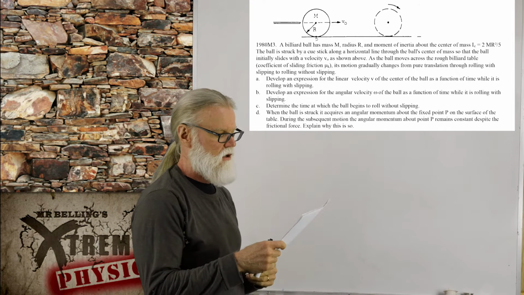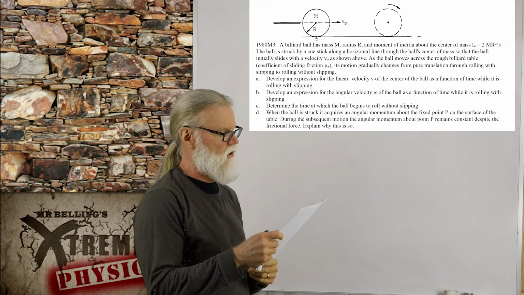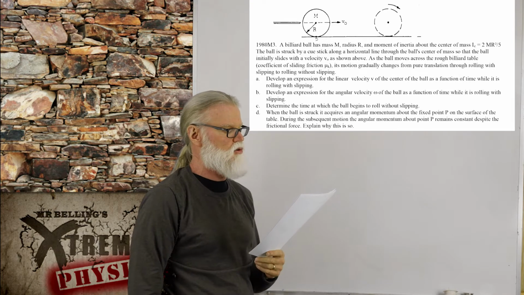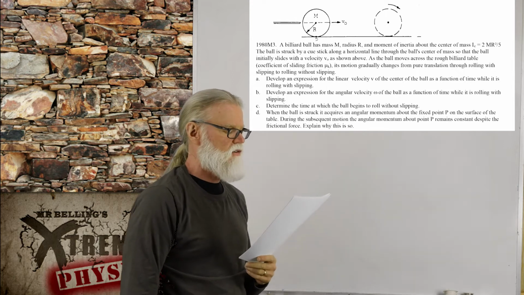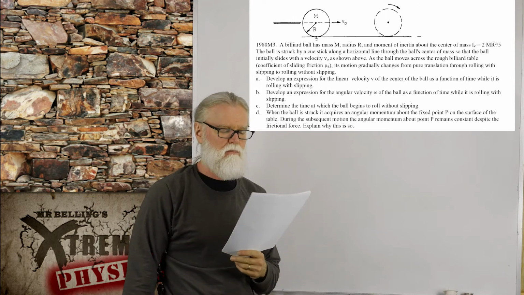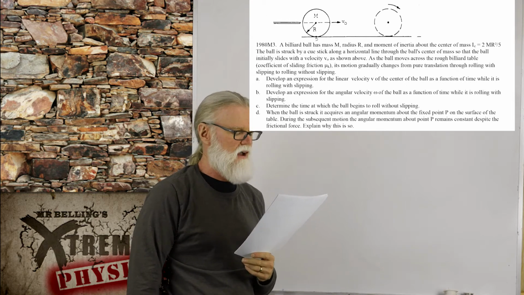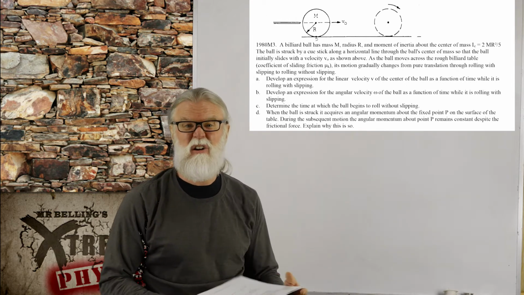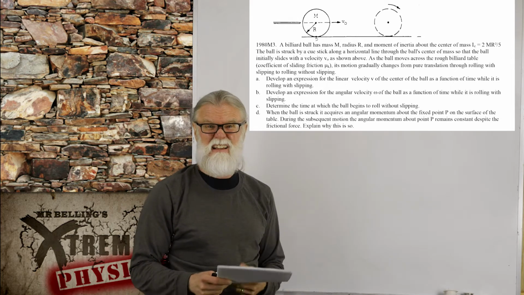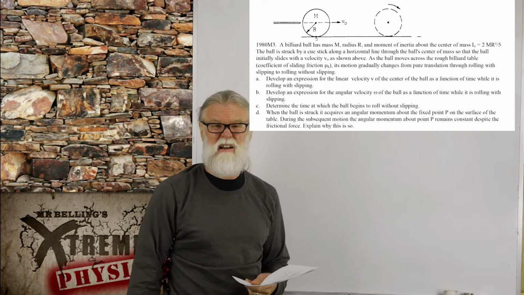As the ball moves across the rough billiard table, the coefficient of sliding friction is mu k. Its motion gradually changes from pure translation through rolling with slipping to rolling without slipping. I have a little video here showing how these billiard balls can do that sort of thing on the table.